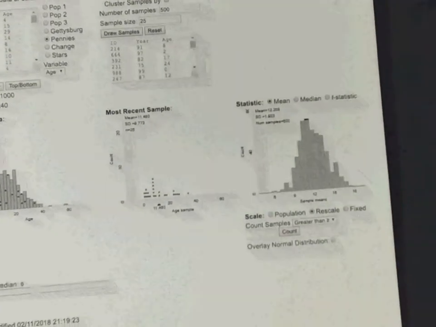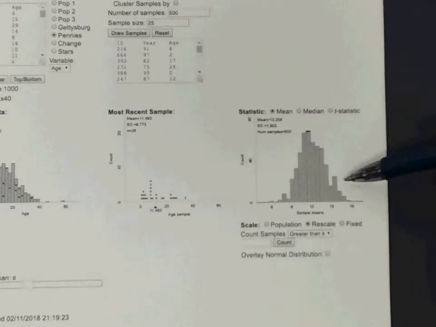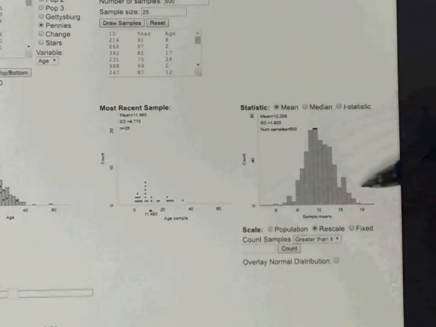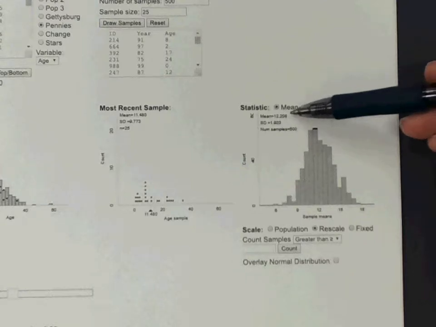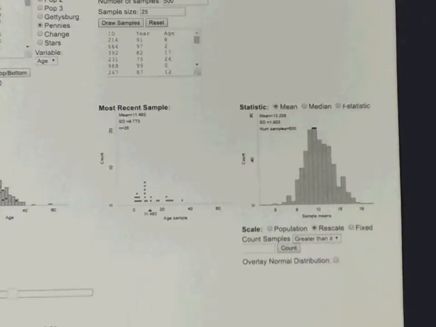Well, here we go. With a sample size of 25 now, we can look at our graph and we notice it's lost most of its skewness. It's not nearly as skewed as it used to be. And if I look at my mean, it is still right around 12.2, just like my population, but my standard deviation is now 1.923, much, much smaller.